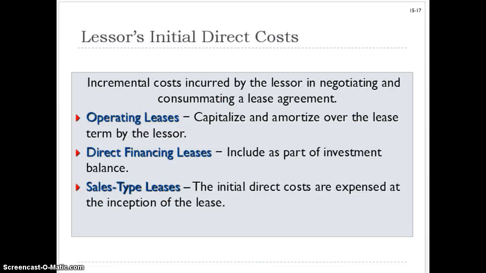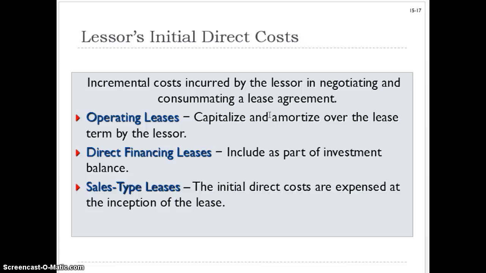So the initial costs, the costs in negotiating the lease, the cost in drawing up the lease, right? The legal costs, things like that. You treat it different ways based on the type of lease you're dealing with. If it's an operating lease, you're going to capitalize and amortize the costs over the lease term, right? So if the lease term was 5 years and you had $1,000 worth of costs, then you're going to put $1,000 on your books and amortize it evenly, straight line, $200 a year.